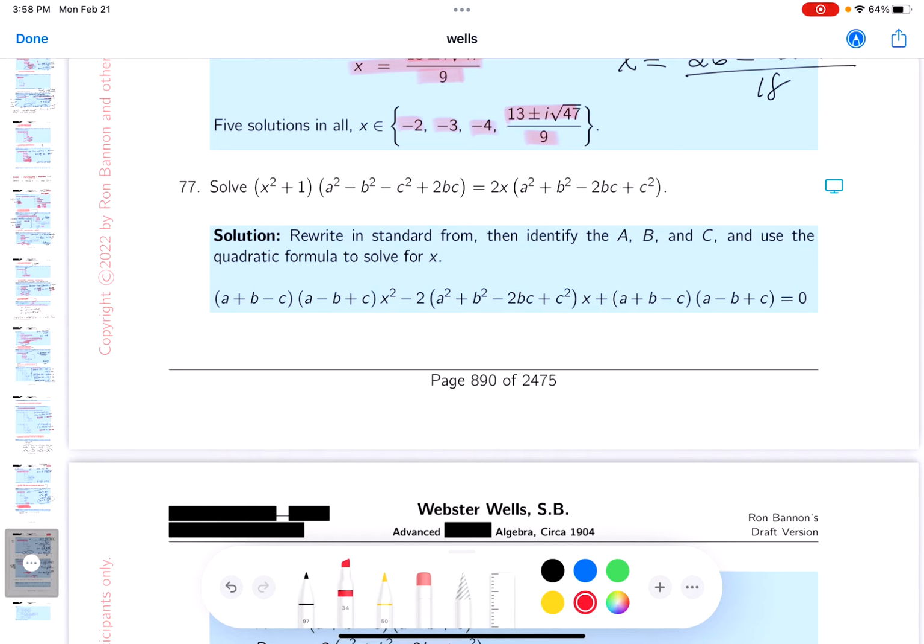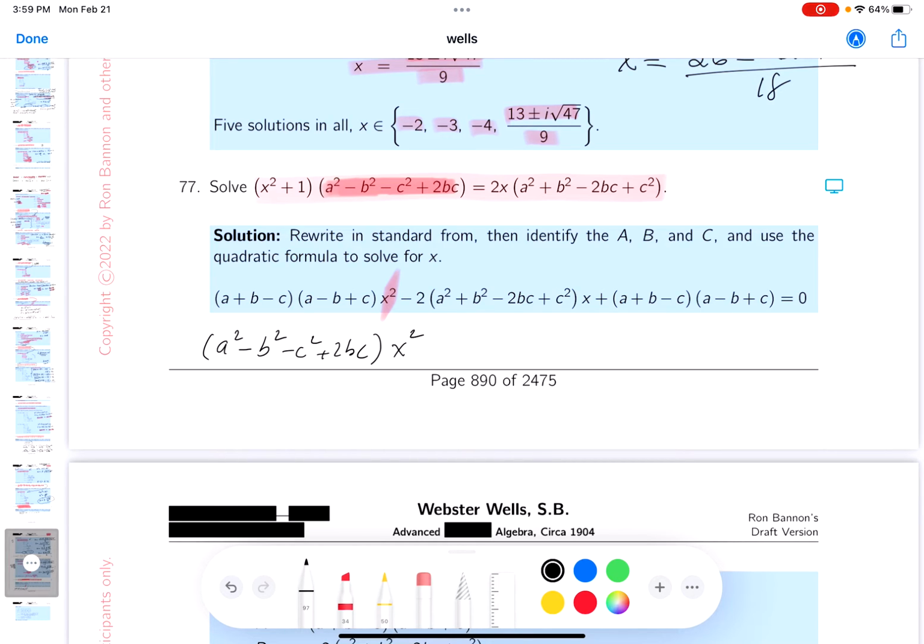Okay, this is the problem over here. And I'm going to say it's fairly easy to write in standard form because I clearly know the coefficient on the x squared. And what's that going to be? It's going to be this thing right here, right? Which is a squared minus b squared minus c squared plus 2bc. I'm going to write that down for you. So I get a squared minus b squared minus c squared plus 2bc times x squared. All right? That's not so bad. All right?